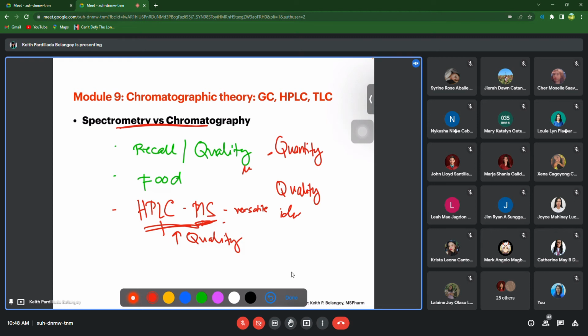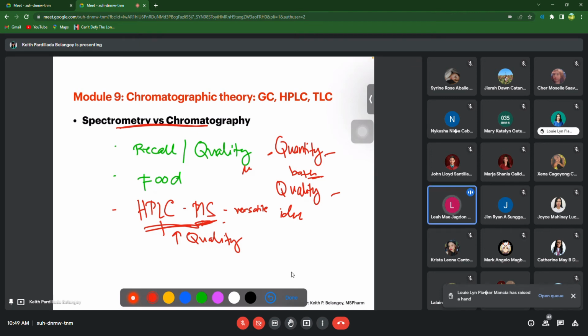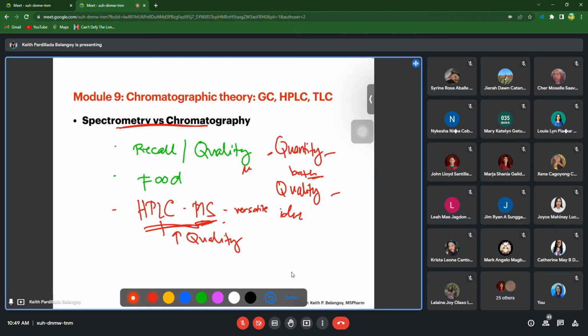So let me ask you, is spectrometry quantity or quality? Or could it be both? Which one do you think? It could be both, but which one do you think it could be? This is not just a question for the group. Anyone from the class could answer. Quantity, Miss. Quantity for spectro. How about the others? How about chromatography? Quality, Miss.